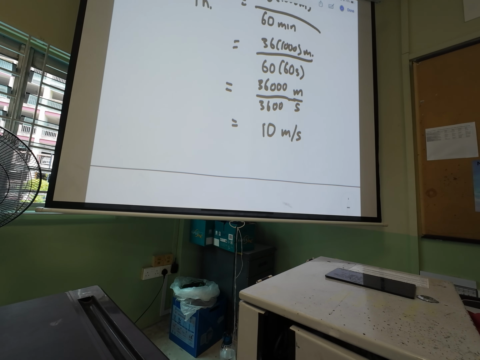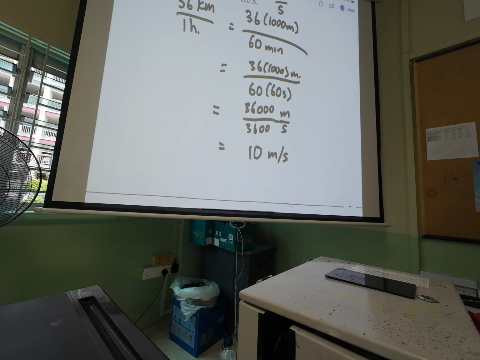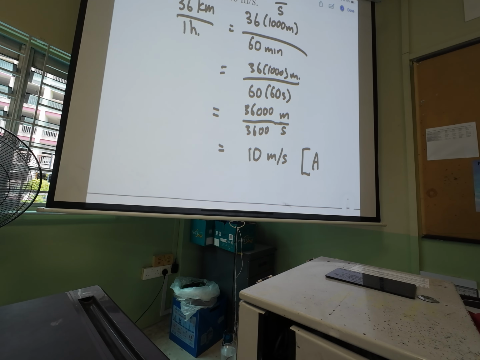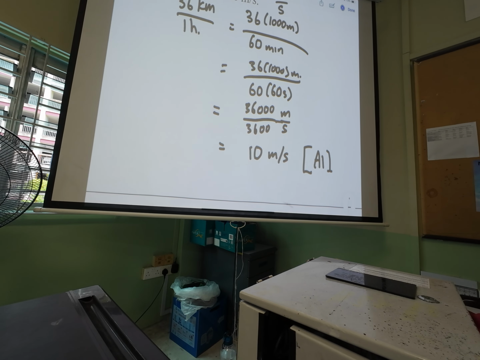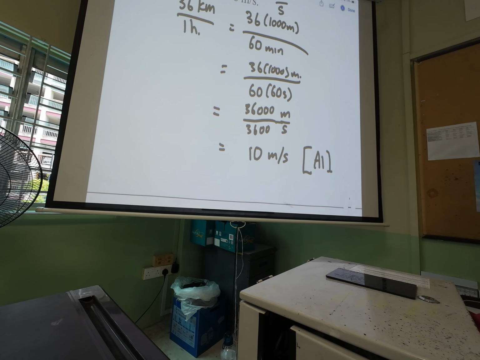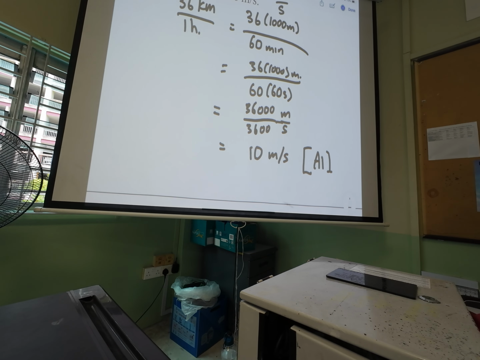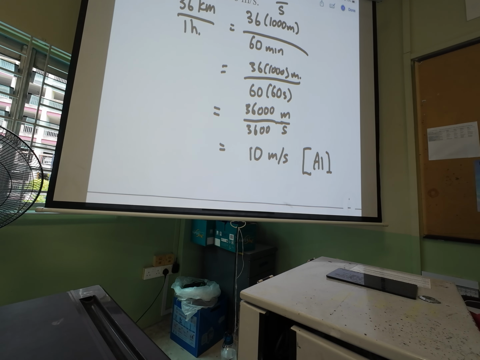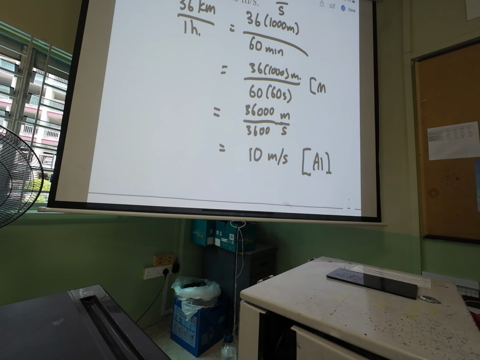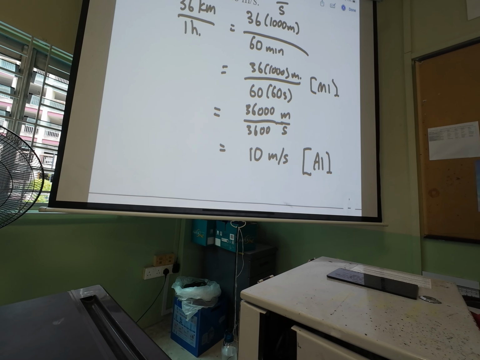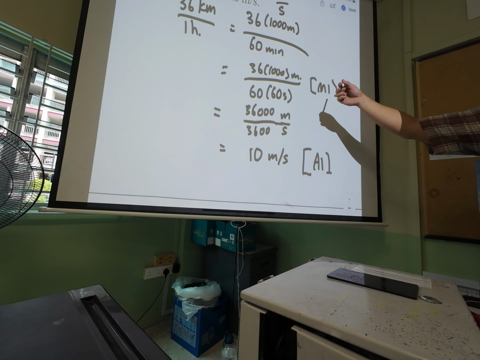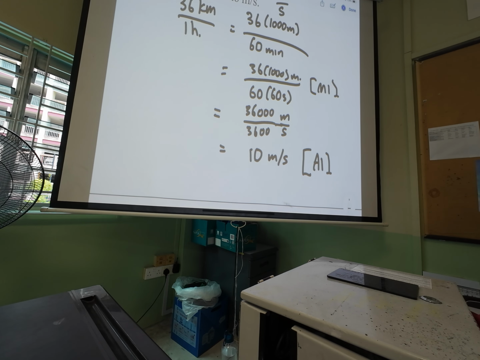Okay, so the marking scheme that we are told, of course, if you finally get your answer is 1 mark. If you convert correctly, meaning you convert your hour, you convert your kilometer, you get 1 mark for working. So if you convert correctly, but your final answer wrong, you will still get 1 mark. But if you convert wrongly in the first place, even answer correct, also no mark.